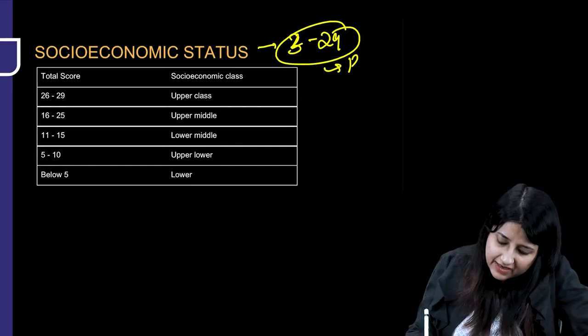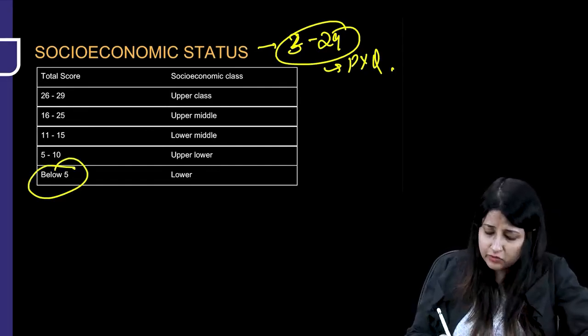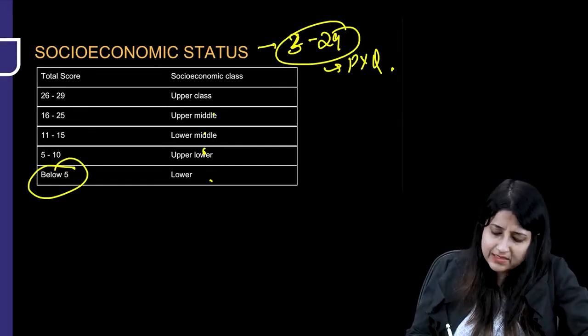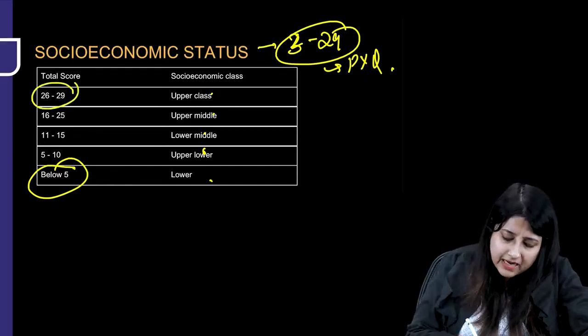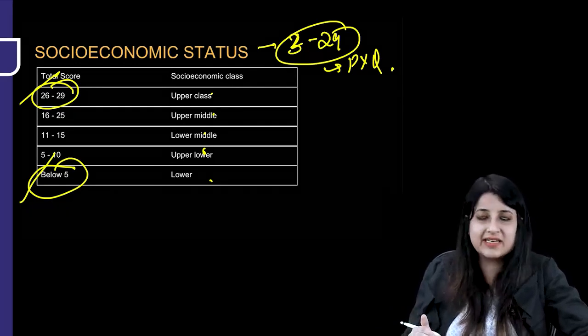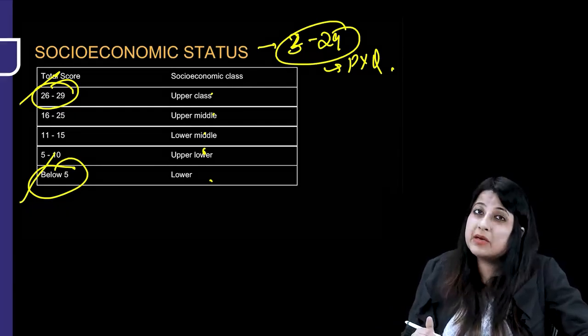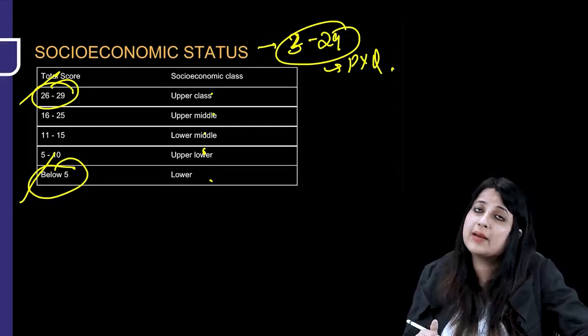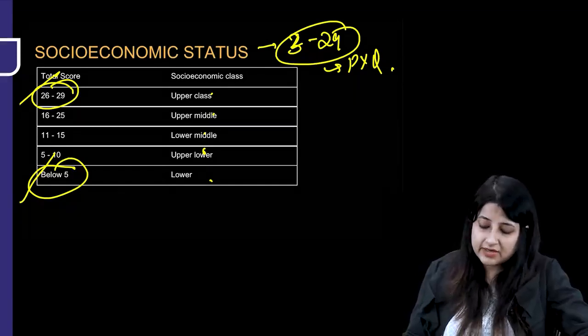Okay, this is a PYQ. And the classes are lower, upper lower, lower middle, upper middle, upper class. Okay, so remember upper class and below 5. Below 5 is lower, but upper class is 26 to 29. But the minimum score that you will get in Kuppuswamy is 3 and the maximum score is 29.